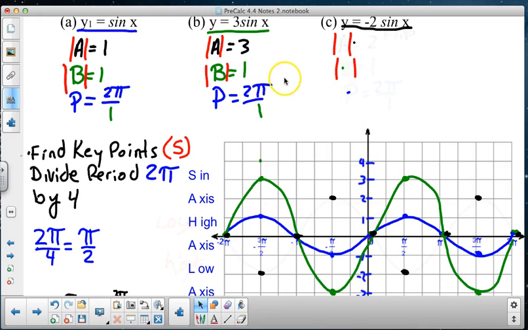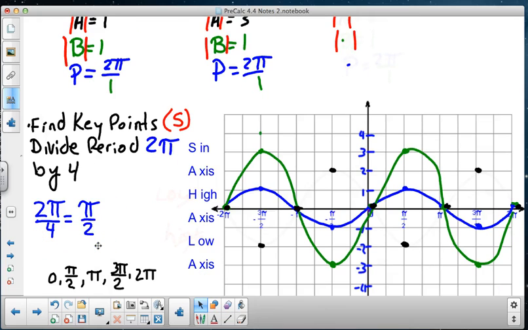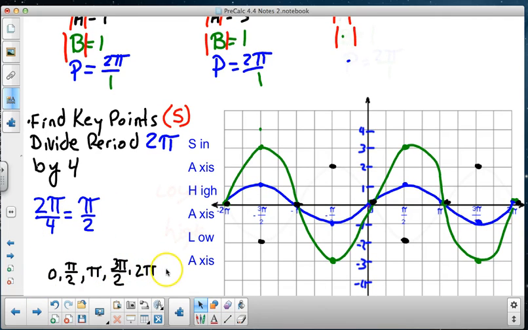Now, this next one here, again, we already have our 5 key points. We found our 5 key points by taking our period, 2 pi, dividing it by 4, and coming up with a pi over 2 separation. Our 5 key points are 0, pi over 2, pi, 3 pi over 2, and 2 pi, and we got that graphed. We're graphing sine, so we always start at the axis, and then we go high, and then back to the axis, low, and back to the axis.